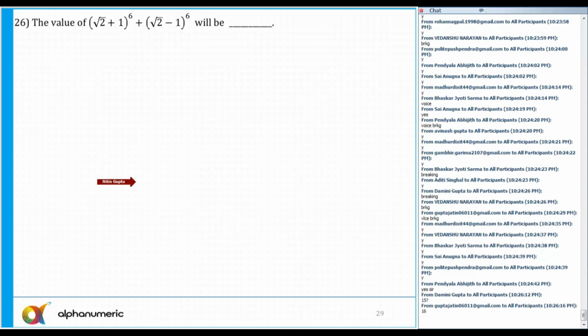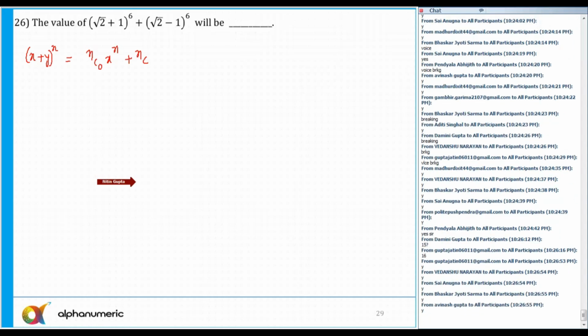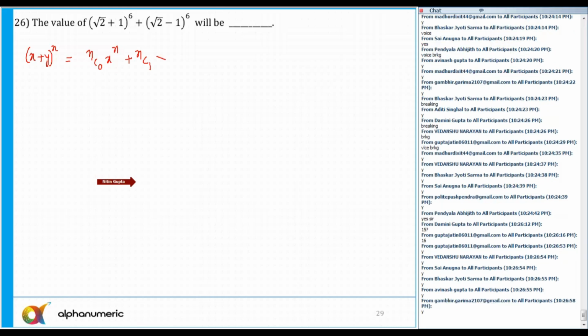Okay. What is the answer? 16. Let's see here. Now, what I need to do here is, first of all, if I say x plus y raised to power n, what is this? If I expand it, what does this value come out to be? Tell me x plus y raised to power n. Can you say nC0 into x raised to power n? Am I audible to all of you? Yes or no? Yes. Plus nC1 into x raised to power n minus 1.